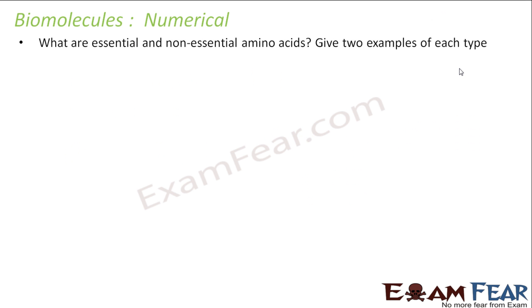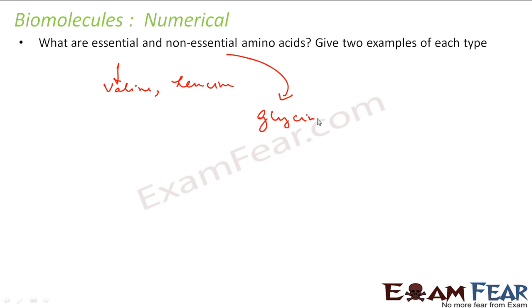What are essential and non-essential amino acids? The amino acids which are essential are the ones which our body cannot synthesize, right? For example, valine, leucine, there are so many we have explained. Non-essentials are the ones which our body can create on its own. Glycine, alanine, there are so many. If you want, we can go to the discussion where we explain 20 different kinds of amino acids.